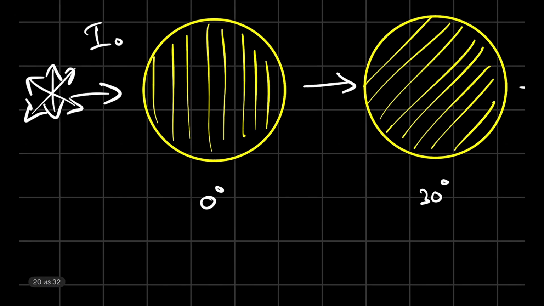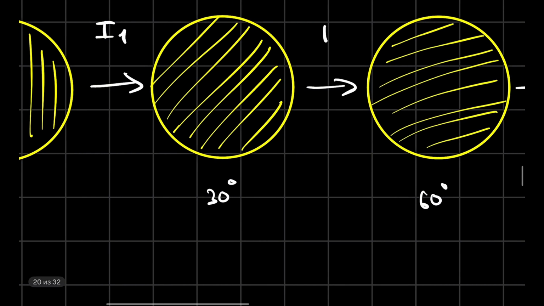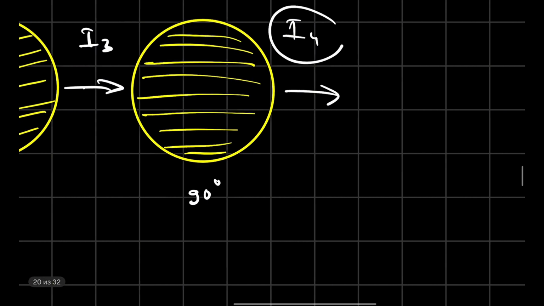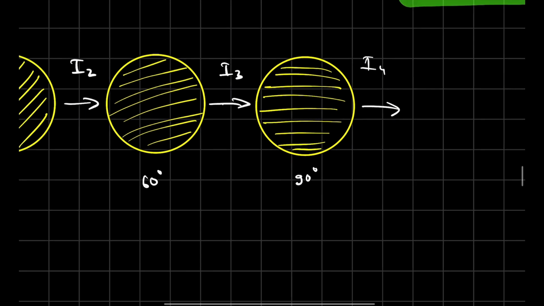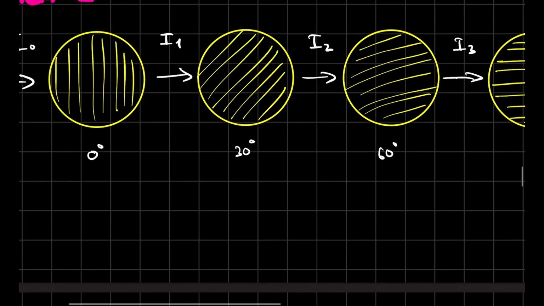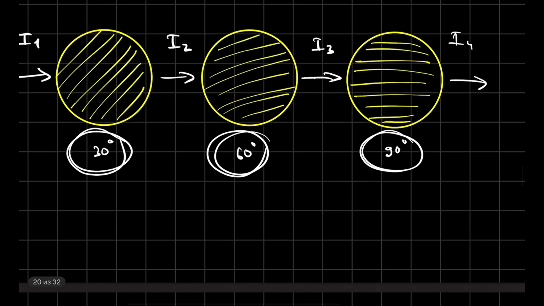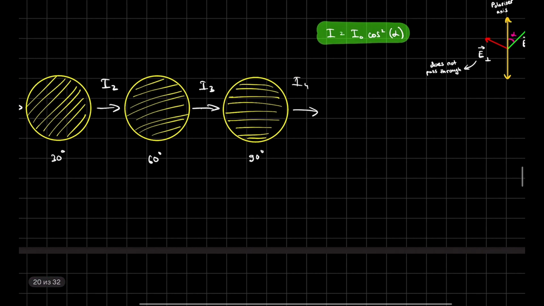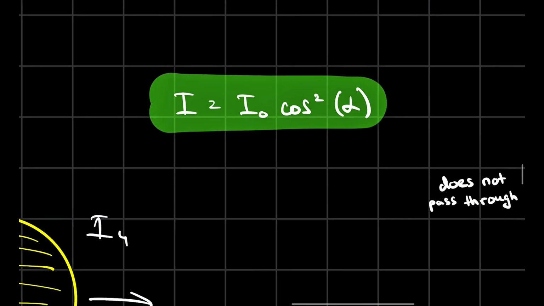And let's learn how to use this formula. After passing the first Polaroid, of course, the intensity will be different because intensity decreases. This one would be intensity 1, this would be intensity 2, this would be intensity 3, and at the end we have intensity 4, and we need to find this intensity 4. As you can see, the angles are 0 degrees, 30 degrees, 60 degrees, and at the end 90 degrees.